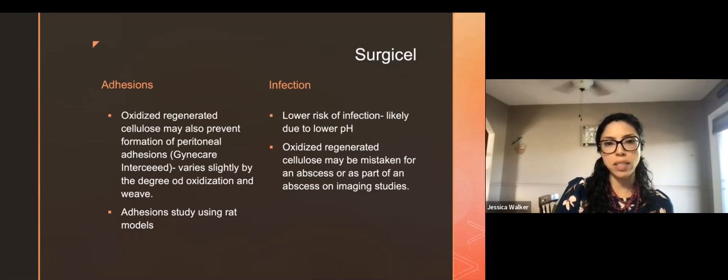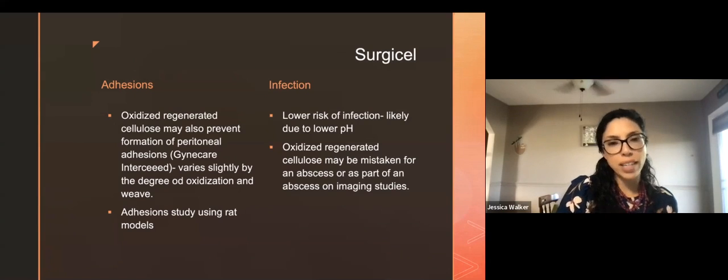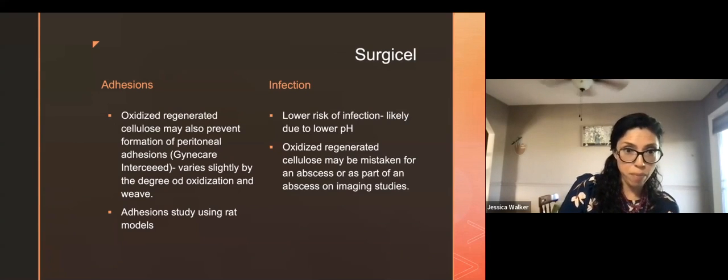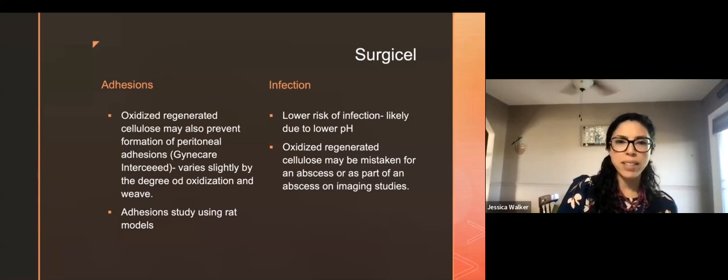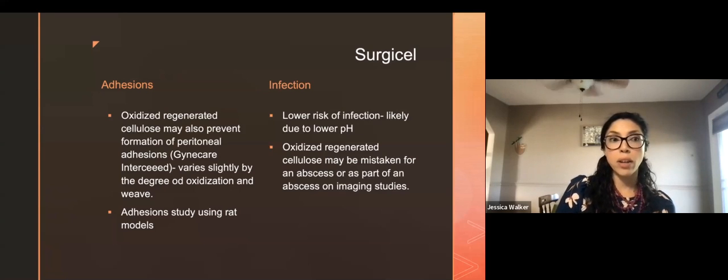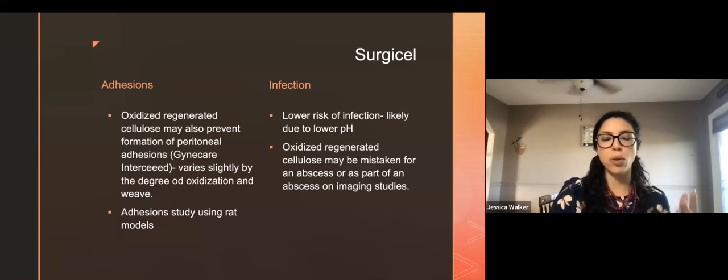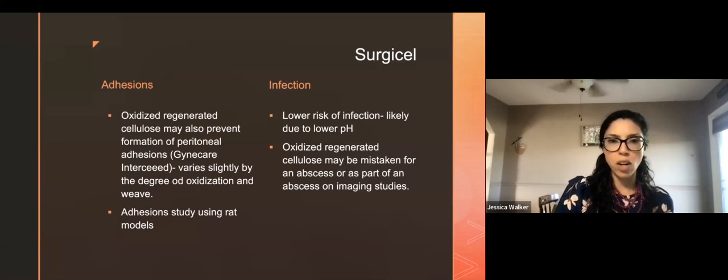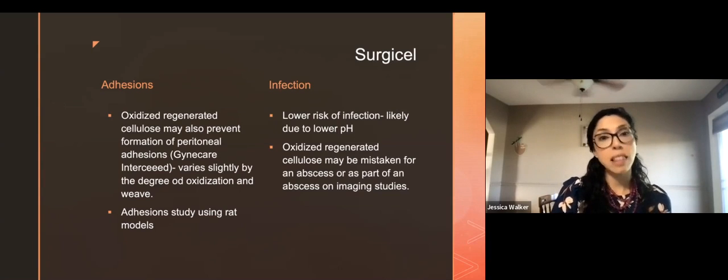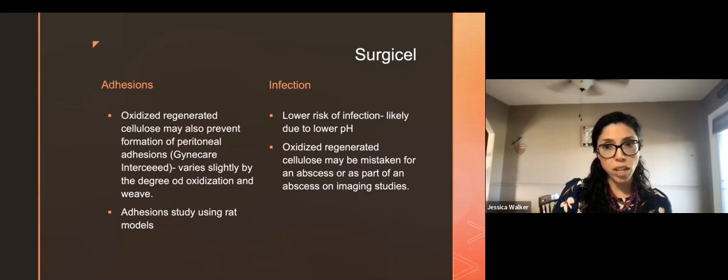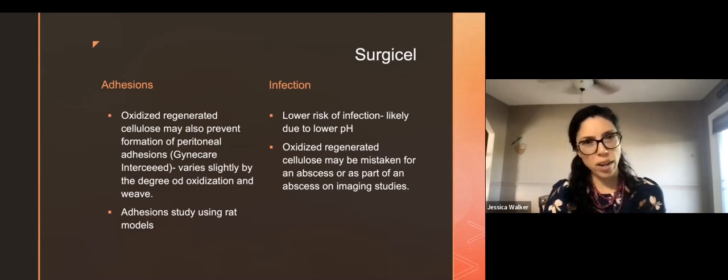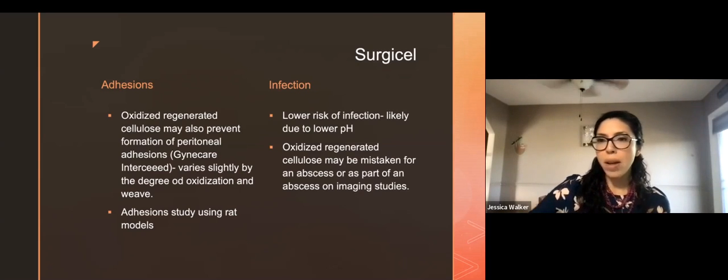And I ran into this study that went over adhesion formation in rat models. It was a small study. I think they were like 40 rats. Basically what they did, these rats went through a laparotomy. They had a cecum injury. They put some Surgicel, they closed them up. Essentially they have a control group and a Surgicel group, and they reopen like 14 days later to evaluate the amount of adhesion formation. And in the Surgicel group, there was significantly less adhesion formation. And then again, with Surgicel, there was a lower risk of infection. It could be because of the pH, but also it's absorbed quicker than the other ones as well. So that could be part of it.